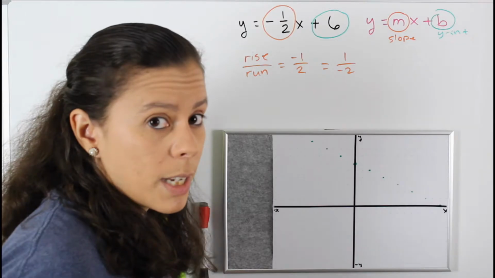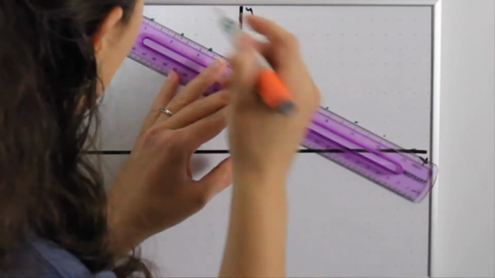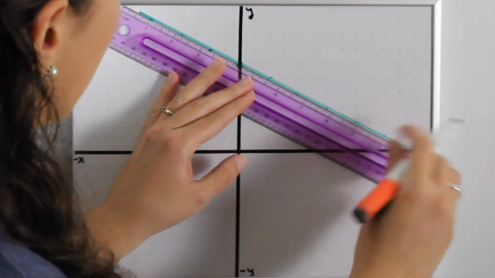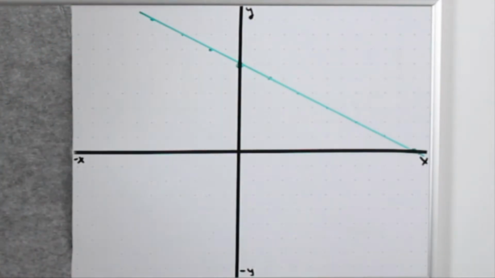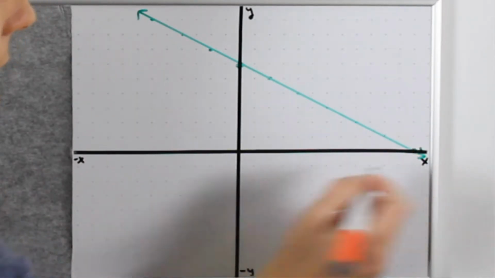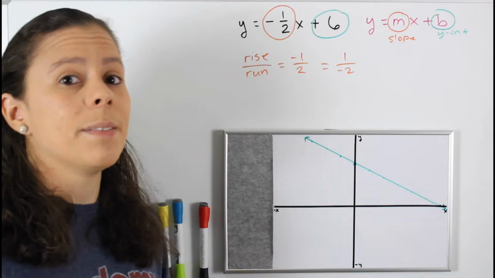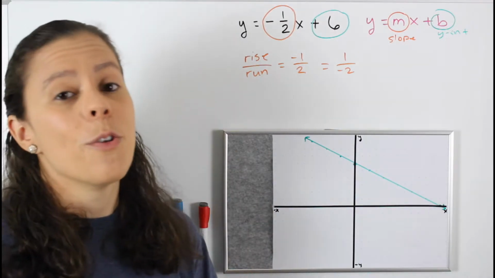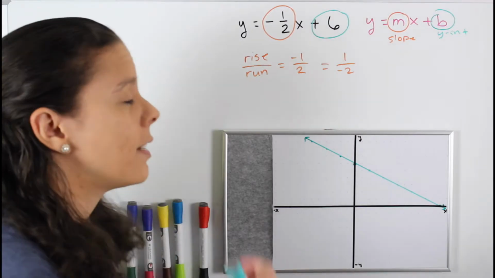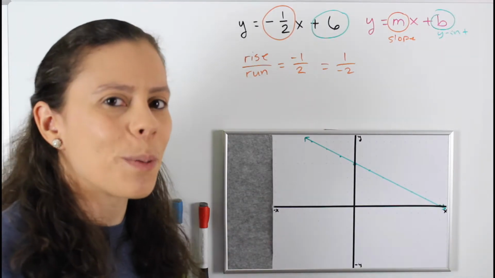So all that we have to do now is just graph it. Now keep in mind that you have to write it with the little arrows on the end because it is actually infinite. It is going to be continuing forever and ever and ever. And that is it. That is how you graph a line written in the slope-intercept form.